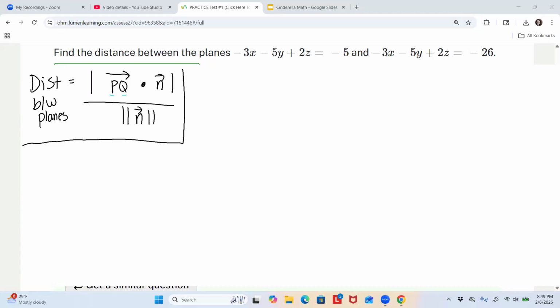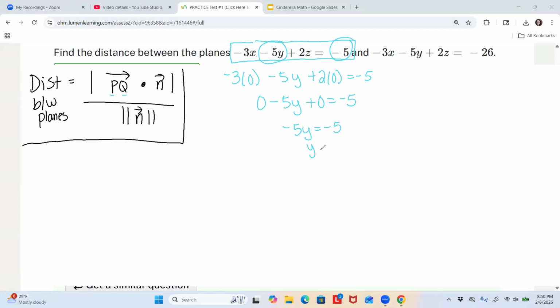Those are points. So look at this first equation of this plane, and we need to find a point on the plane. The easiest thing to do, since this is equal to -5, would be to look at this, because it would be easy to find the y. So what if we just let x be 0? So that would be -3 times 0. And what if we let z be 0? And then let's solve for y. So this would be 0 minus 5y plus 0 equals -5. So really that's just -5y equals -5, and y is 1.